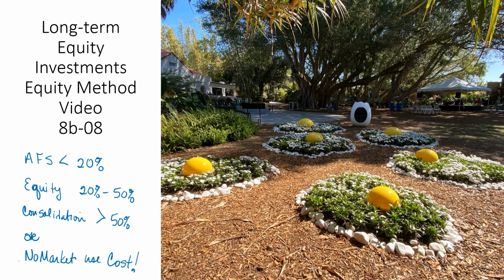Long-term equity investments, the equity method. This is used when you own or invest in a company and own between 20 to 50% of the company's outstanding voting stock. And it's used because you have an interest that is able to influence the decisions of the company. And that's the underlying thought process that goes behind this method. So let's take a look.